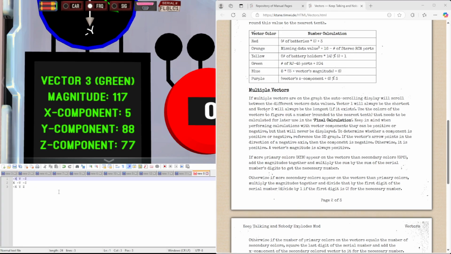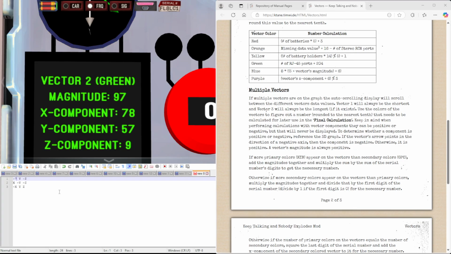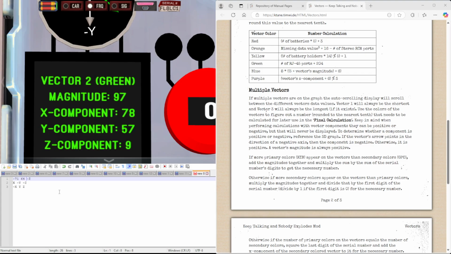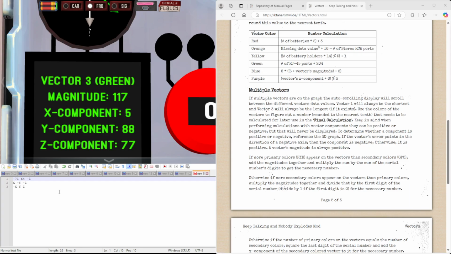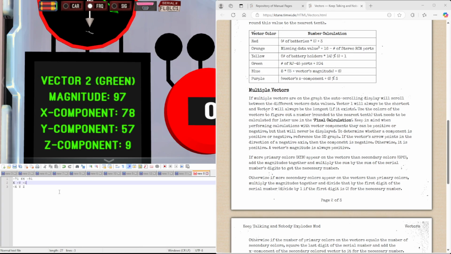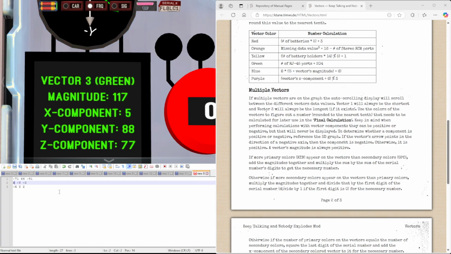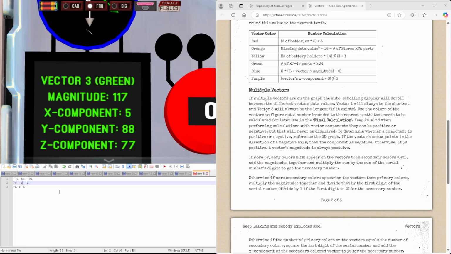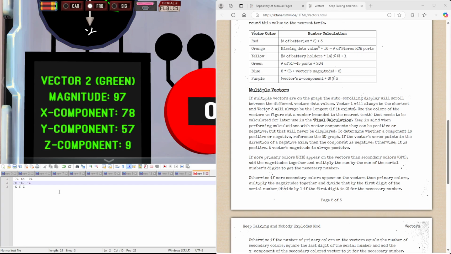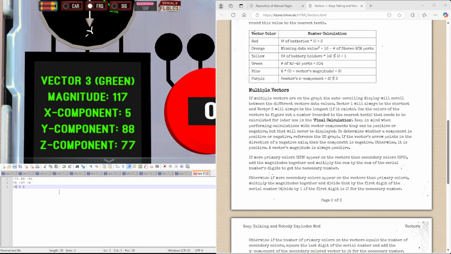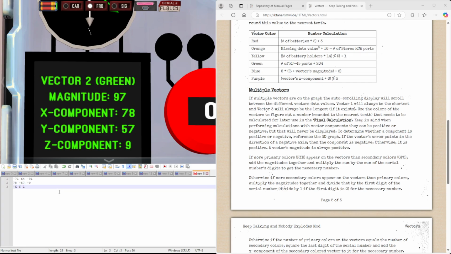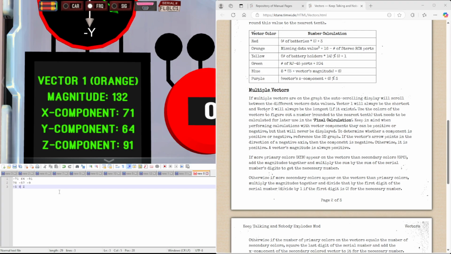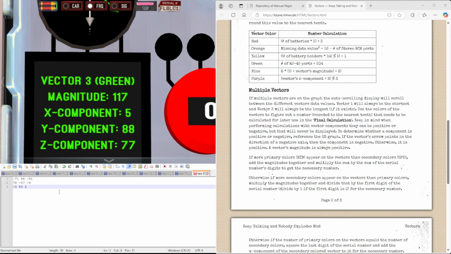And then values being 71, 64, and 91. 78, 57, 9, and then 5, 88, 77.